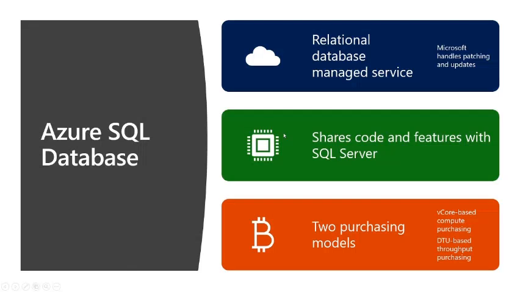So just to revise, you have two purchasing models: vCore-based compute purchasing and DTU-based throughput purchasing. It shares code and features with SQL Server. So, like the traditional SQL Server which we used to have, it is a relational database managed service. So Microsoft manages all the patches and updates.